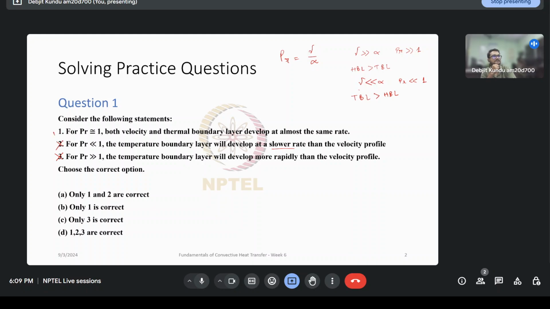Whereas statement 1 is the only correct one, because if Prandtl number is comparable to 1, that means that both the thermal diffusivity as well as the momentum diffusivity are of the same order. In that case, the boundary layers will also develop at almost the same rate. So statement 1 is correct. So you should have picked option B, that is, statement 1 is correct. Let's look at the right solution, and it is indeed option B.